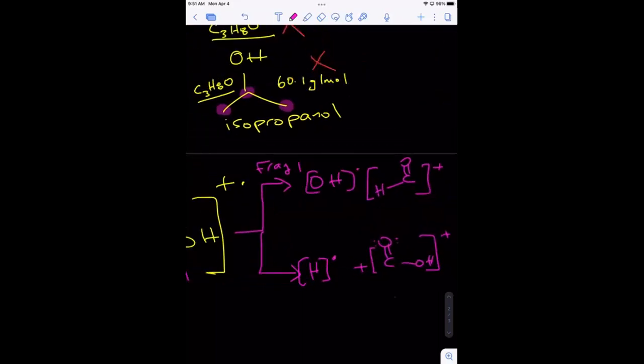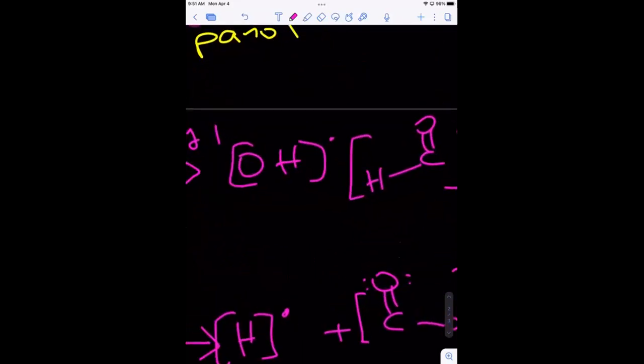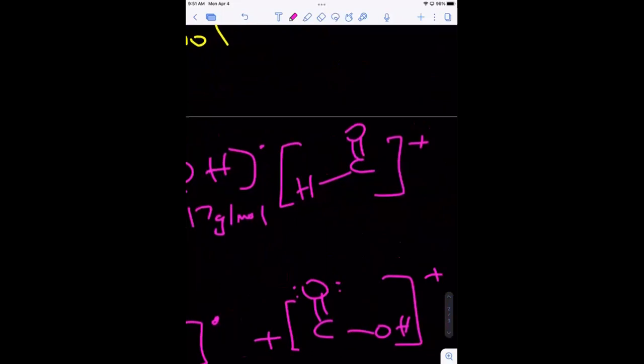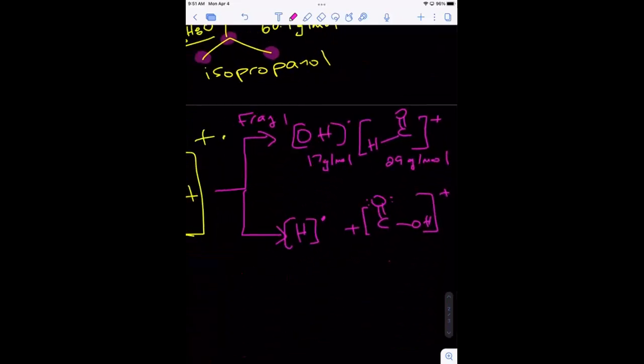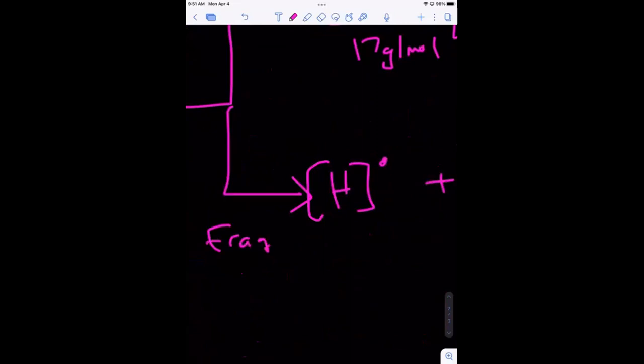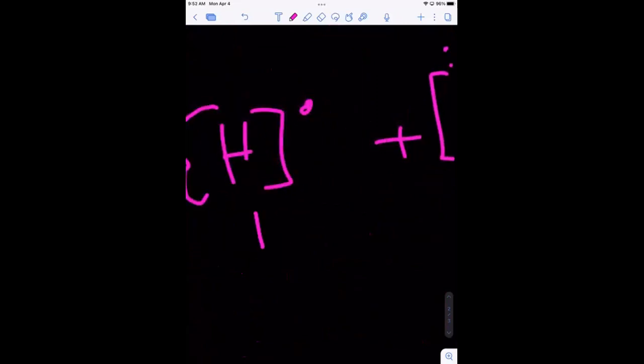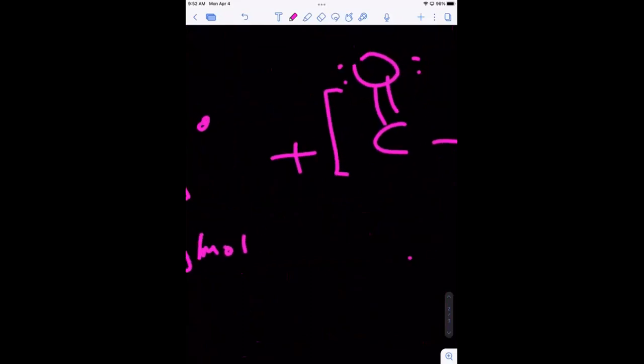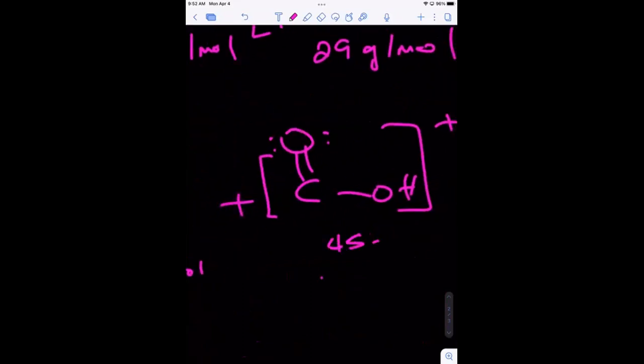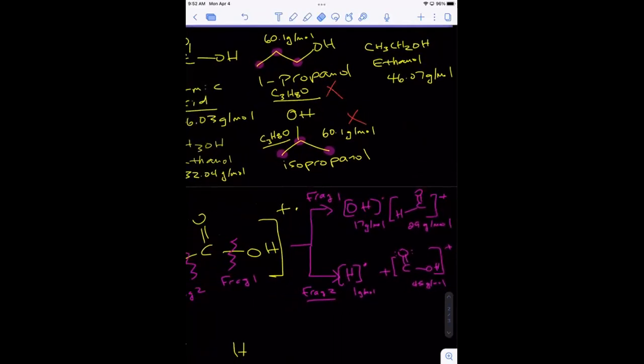All right. Now, what is the mass of OH? O is 16, H is 1. So this has 17 grams per mole. This is what has to be left, 29 grams per mole, because they have to add up to 46. And then on frag 2, which I didn't indicate here, this is 1. And then over here, this has to be 45 grams per mole. Everybody following? Yes, sir.